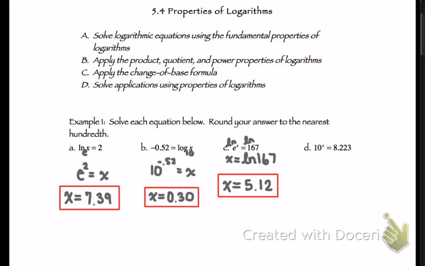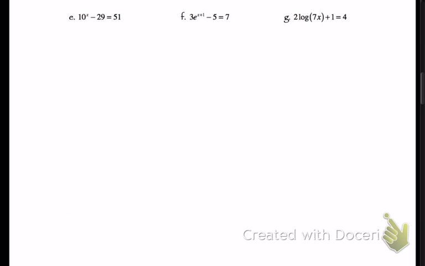Letter D, now it's in base 10, so I know the inverse is to take the log of both sides. On the left-hand side, they cancel each other out. On the right-hand side, I'm left with the log of 8.223. Type that in my calculator, and I get 0.92. So hopefully you're like, man, okay, I'm zipping right through this. I'm doing well. I'm ready to keep going, maybe get a little bit harder. So take a look, letter E, F, and G.